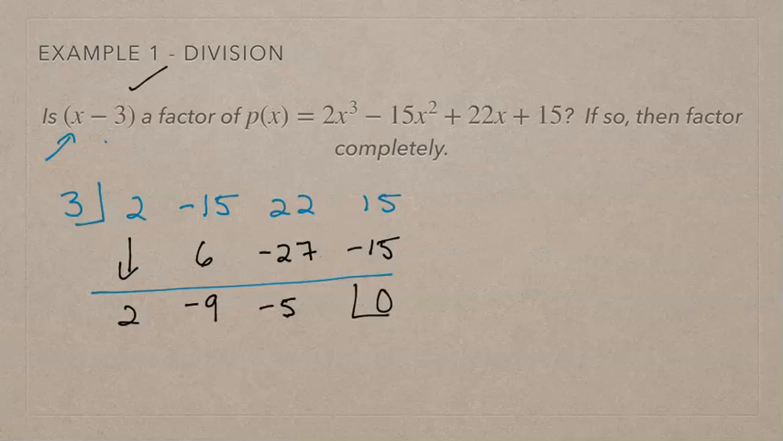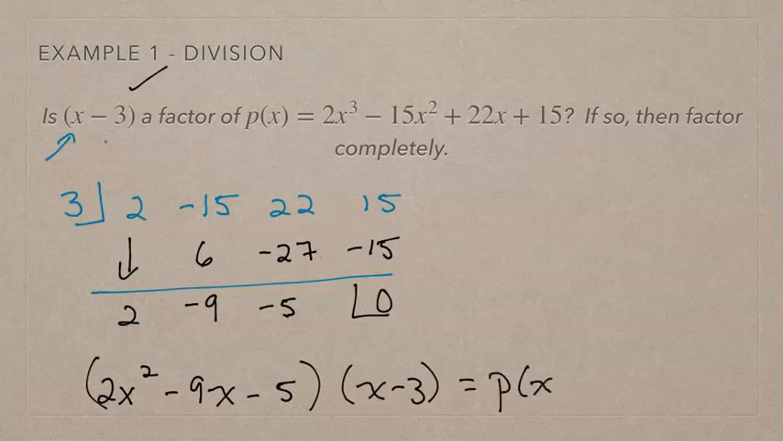Let's finish this factoring problem then. If x minus 3 is a factor, then I know that this quotient, which is 2x squared minus 9x minus 5, times the thing I divided by, x minus 3, is going to equal p of x. All right, so I just broke this up into two factors. One of them is x minus 3, and the other one is the quotient when I divide x minus 3 out. Well, this 2x squared minus 9x minus 5, we could probably factor that further.